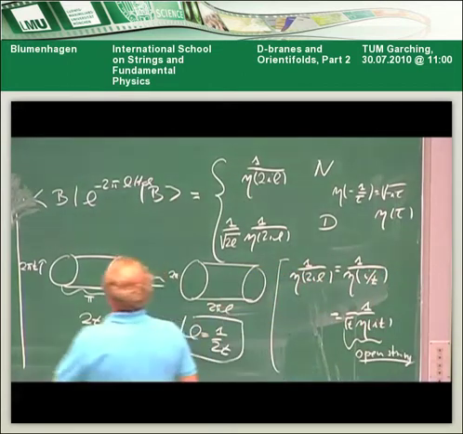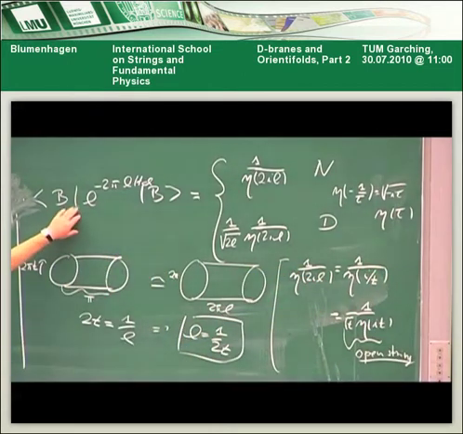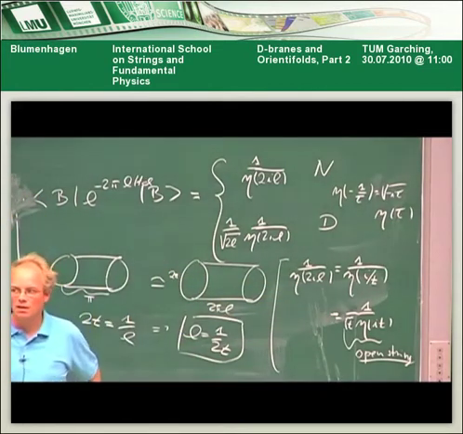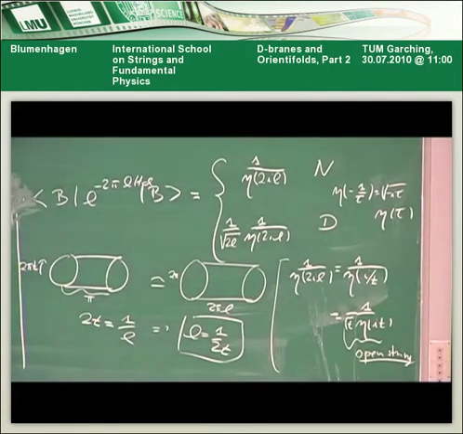So the closed string result, which is the overlap of two boundary states, is related to the open string result, which is just a trace over the open string excitations, by such a modular transformation. Is that clear?